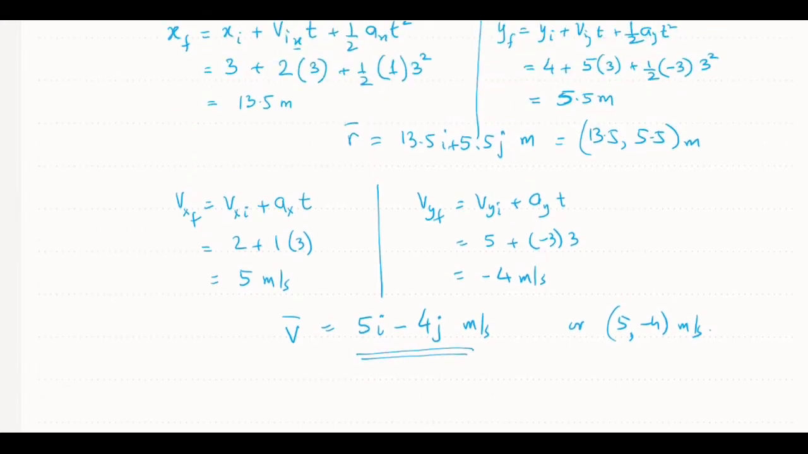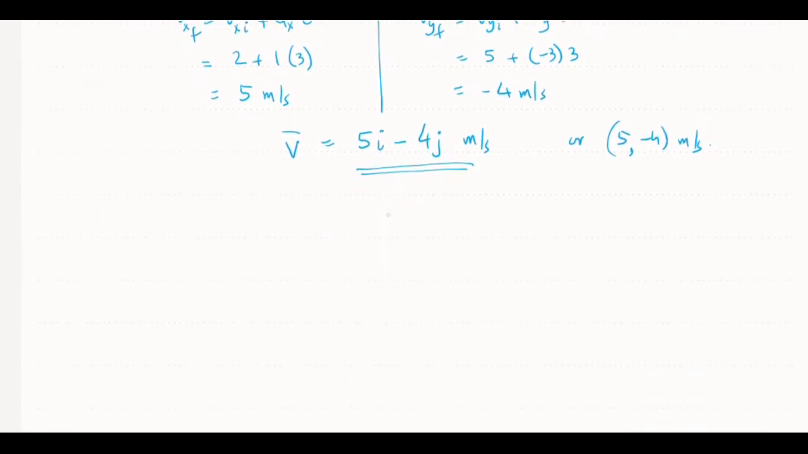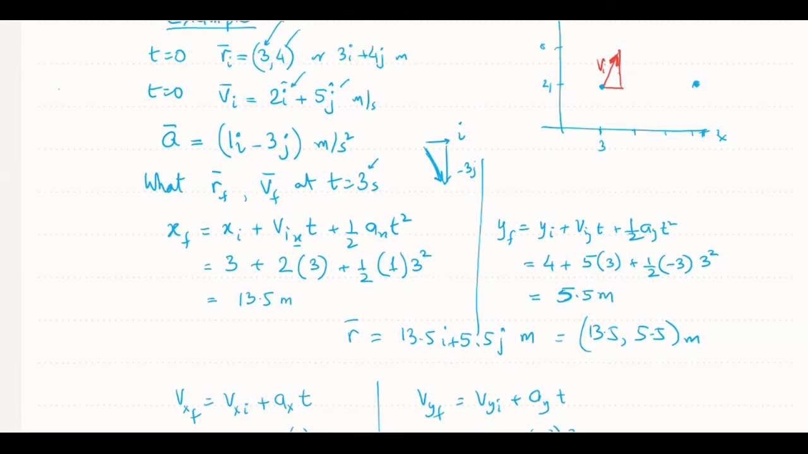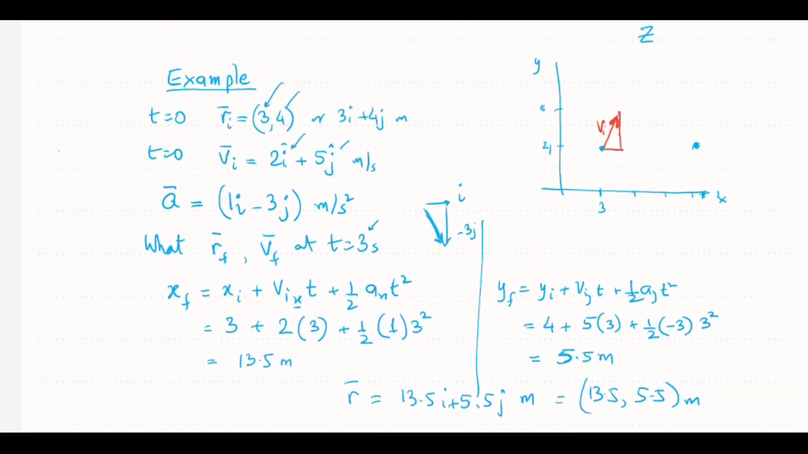So 5 minus 4 means 5 this way and 4 this way, so it's going to be going in this direction. And so here it's going to be moving something like in this direction. So it started off from here in this direction, now it's going here in this direction, so apparently it must have turned like this.